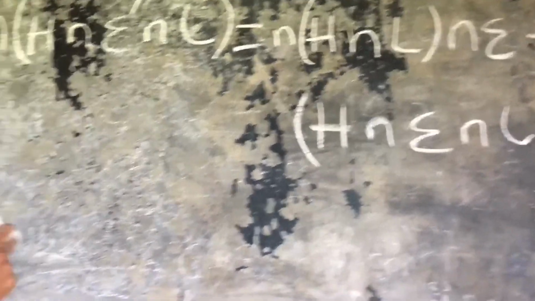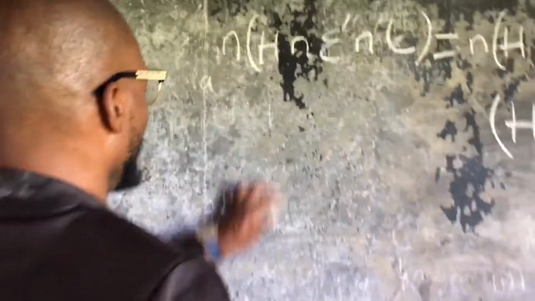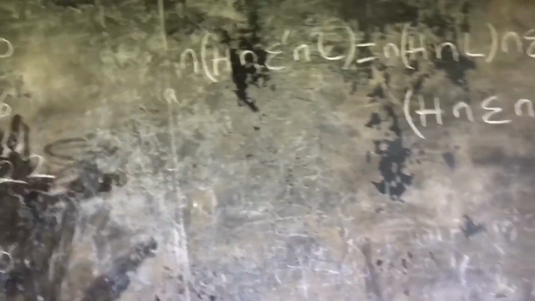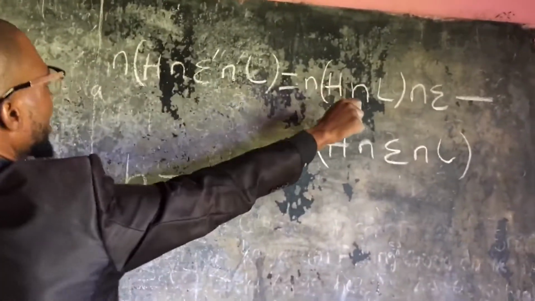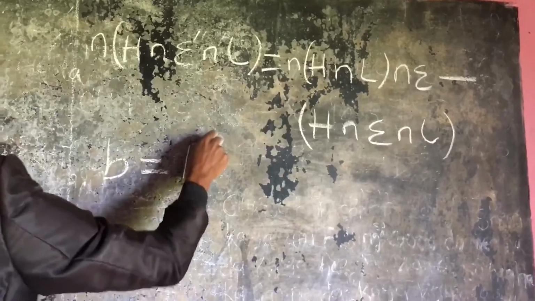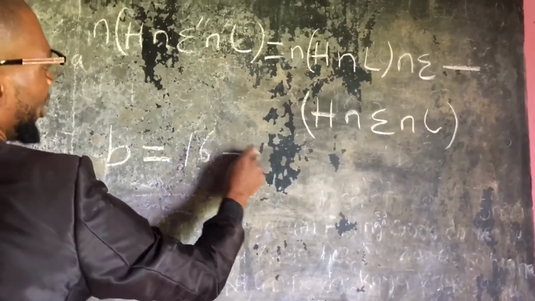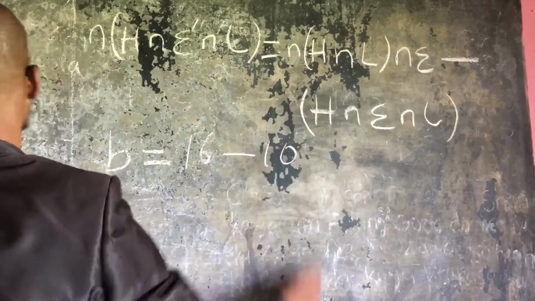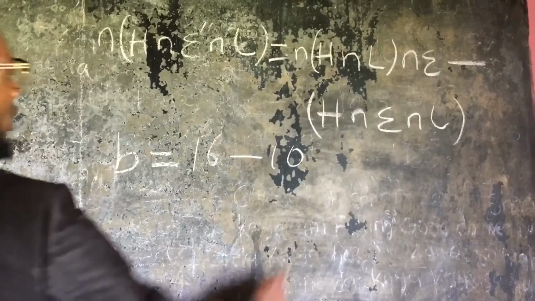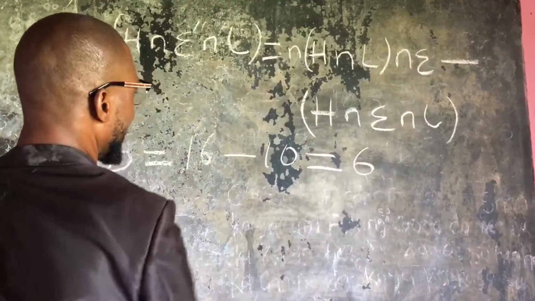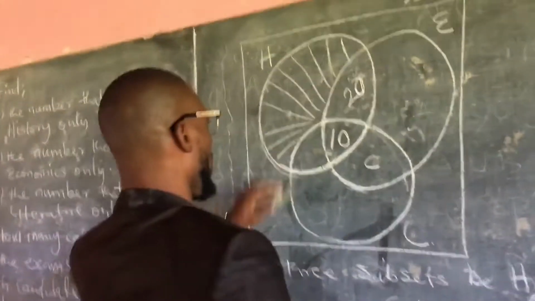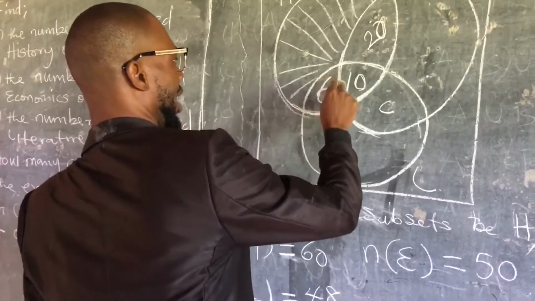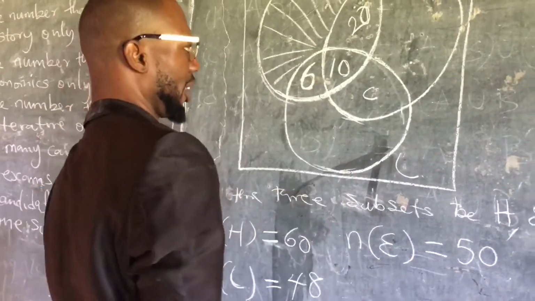Now, we don't know what B is. B is this one we don't know, 16 for here, minus this one we don't know, 10 for here. So we just get 6. We just get 6, right? So we come here, we can represent our set as 6 for here.